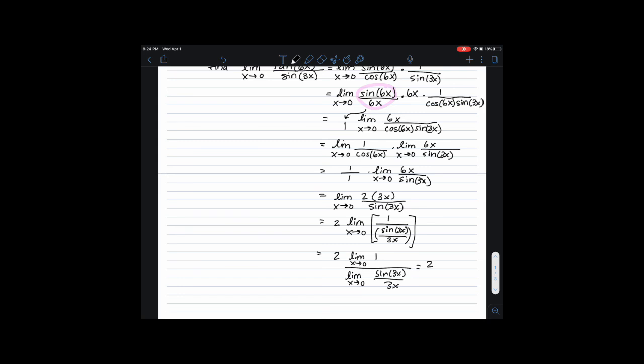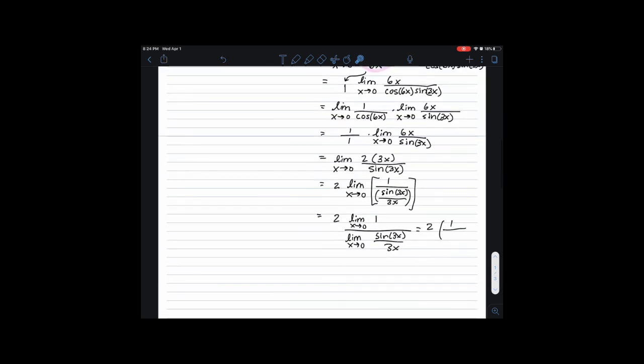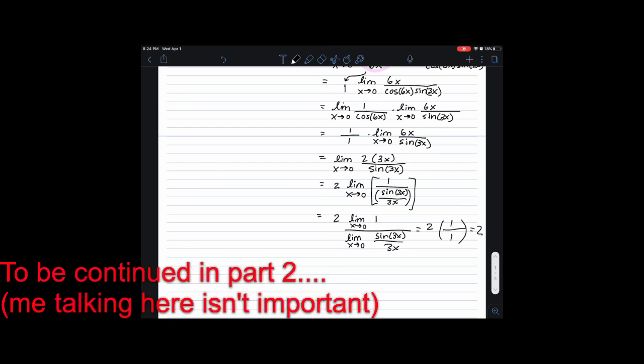And that gives us 2 times the limit as x goes to 0 of 1 is just 1 because there isn't an x. And then the limit as x goes to 0 of sine of 3x over 3x, because this 3x matches this 3x, we can use our original equation up here. And that gives us also a 1. So overall we have 2.